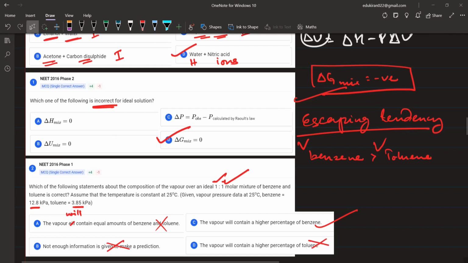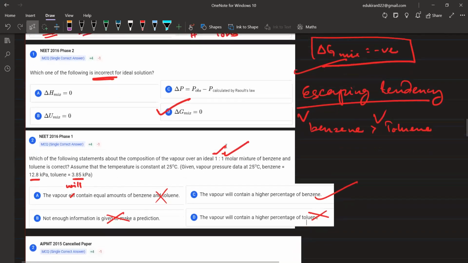All of you understood this? Yes or no? Please tell me. Mic off करके नहीं रहिएगा, बताइए. ये समझ में आया कि नहीं आया? It's very important. All of you understood this now? Yes or no? Yes, sir. Okay, very good.